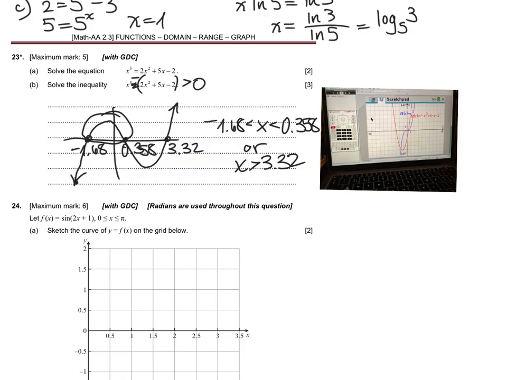So if we do menu, analyze graph, intersection, we want the left. So there's the negative 1.68. And then here is going to be the 0.358. And then we actually have to zoom out to see the other one. So if we zoom out up here, keep going. I know it's hard to tell, but we'll have another intersection up there. Okay, intersection. So if we go, there's the 3.32. All right.